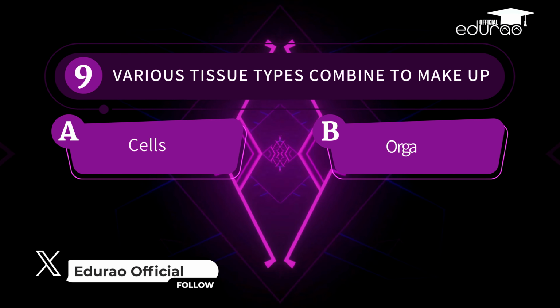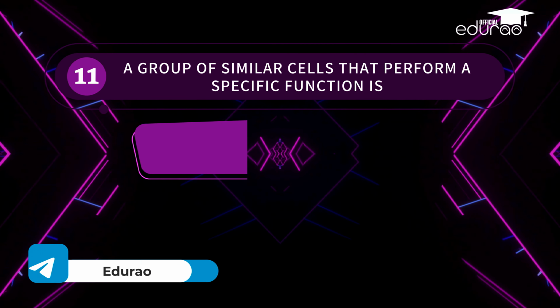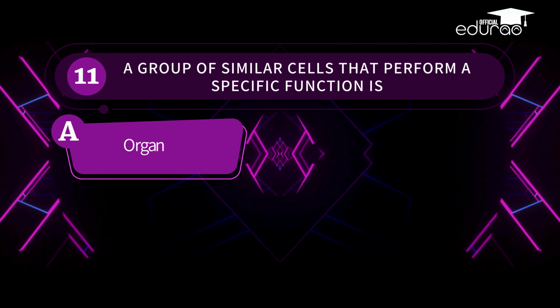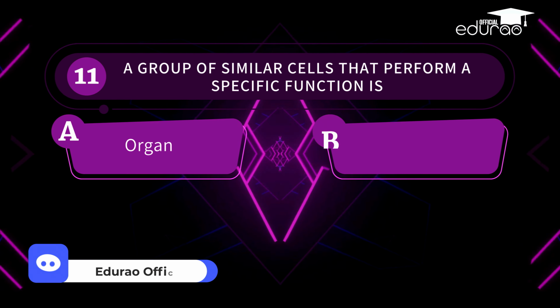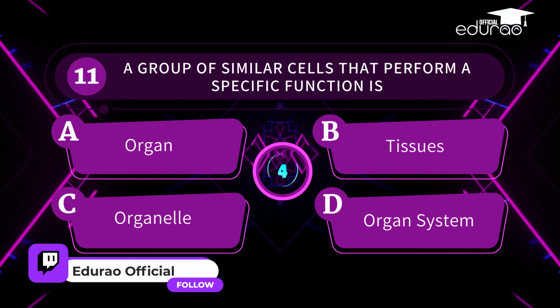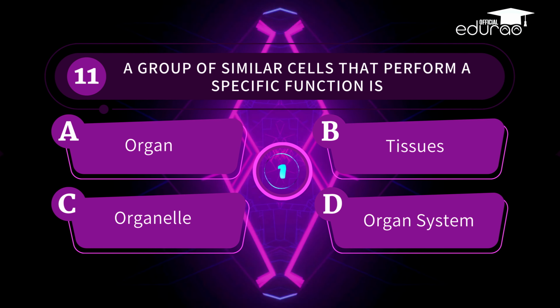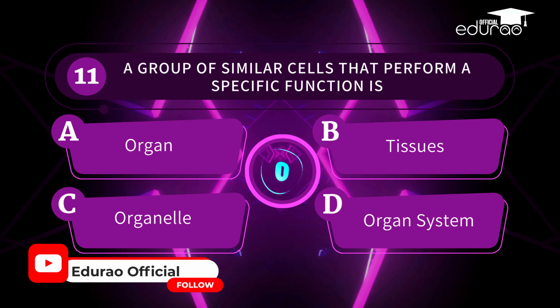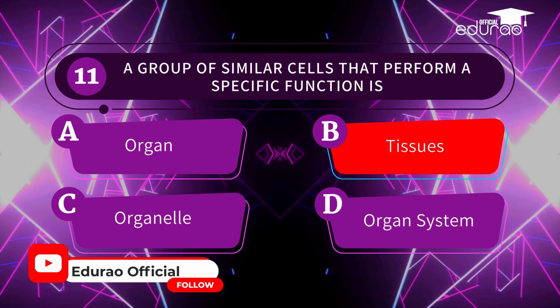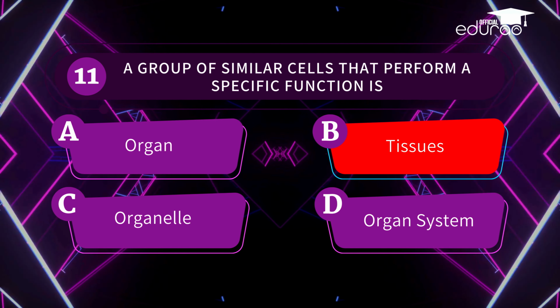Question 11. A group of similar cells that perform a specific function is A. Organ, B. Tissues, C. Organelle, D. Organ system. Your assessment is spot on. Correct answer is tissues.